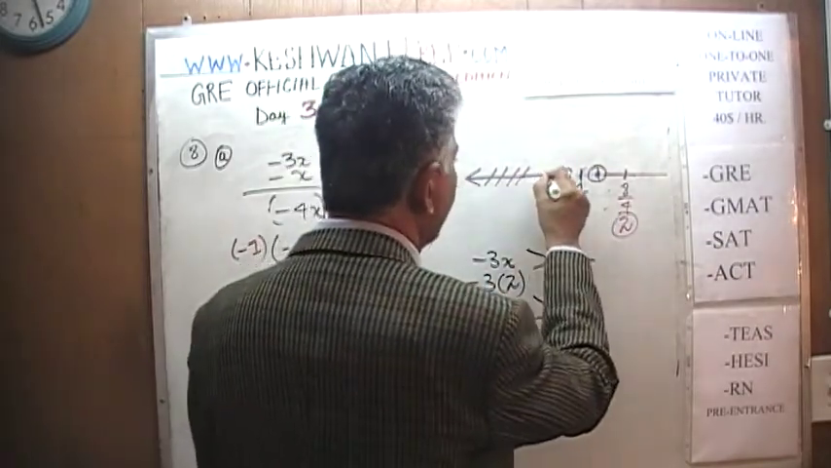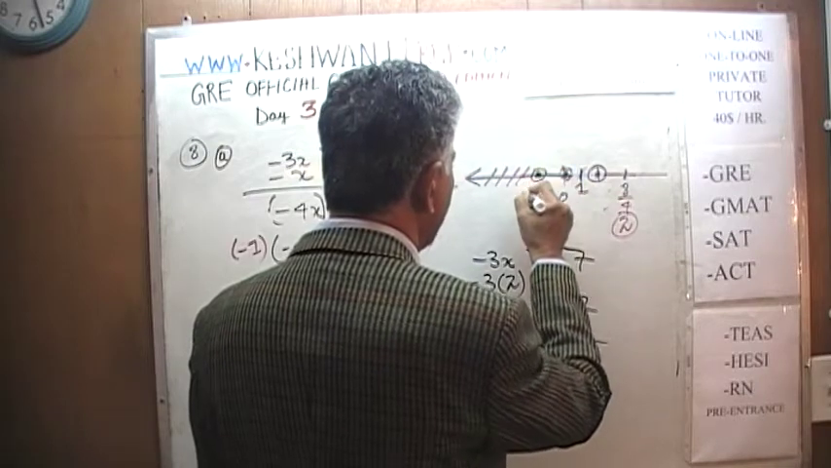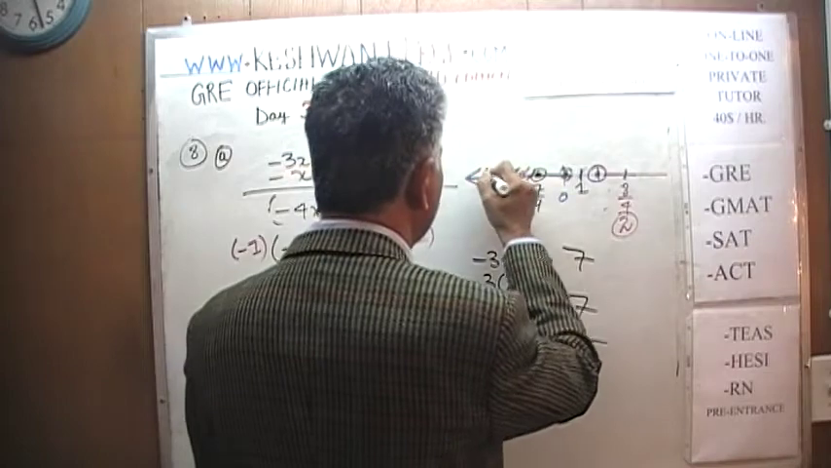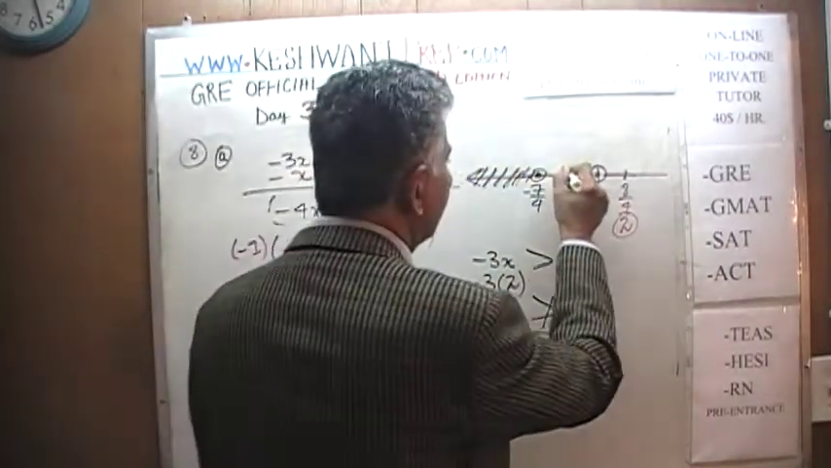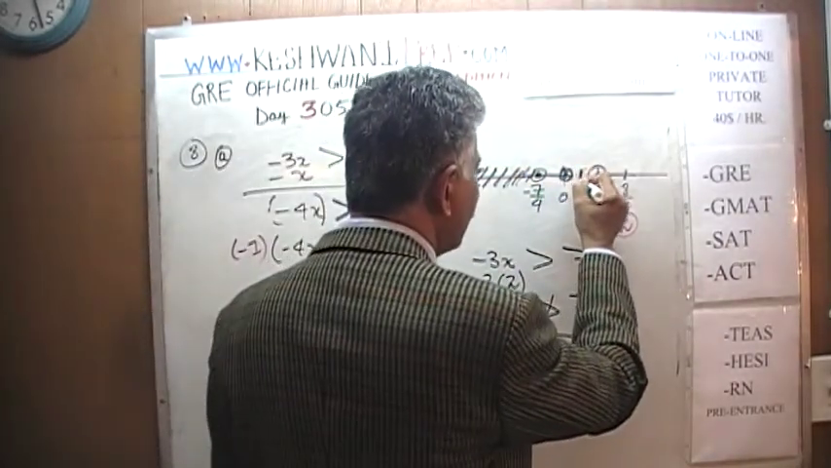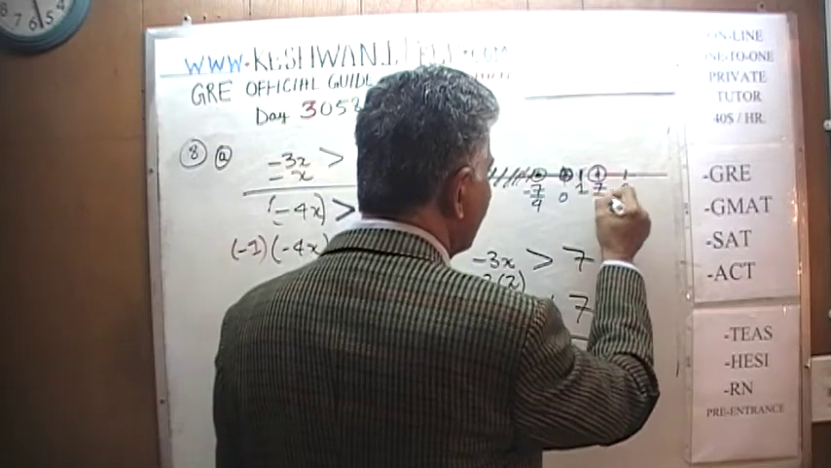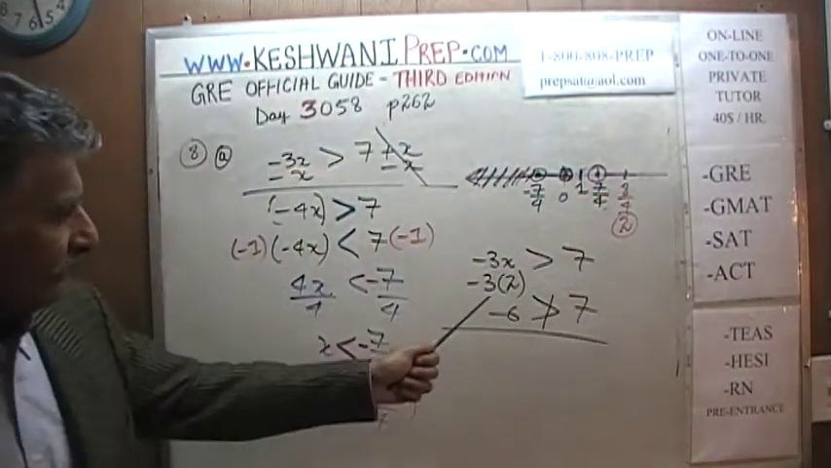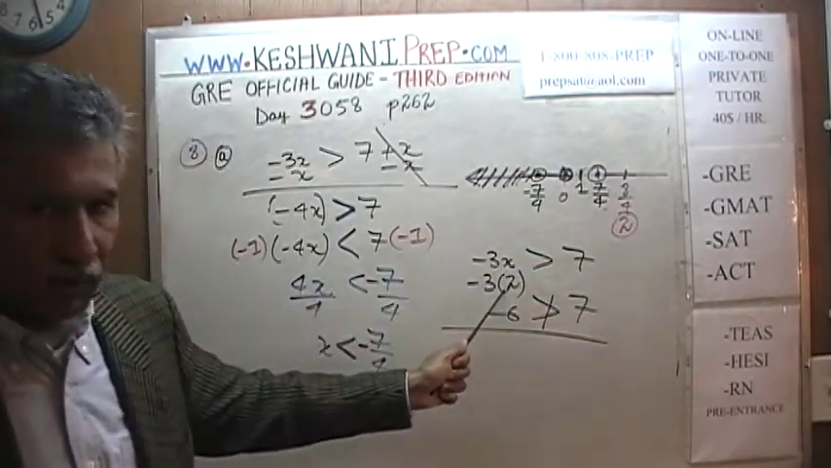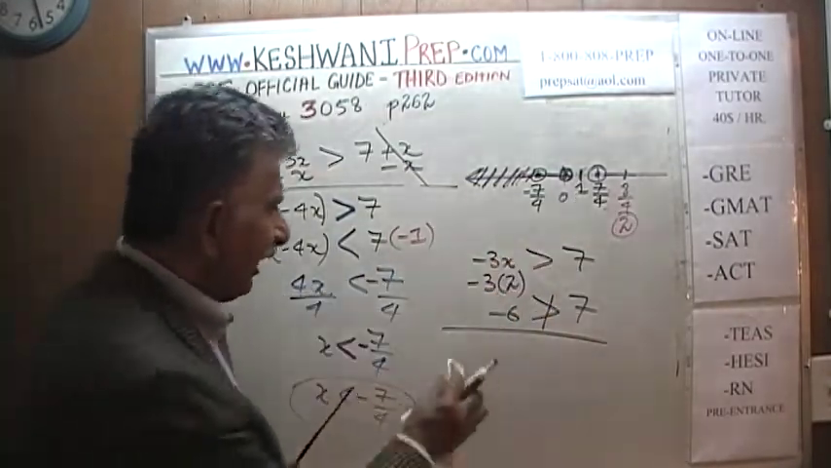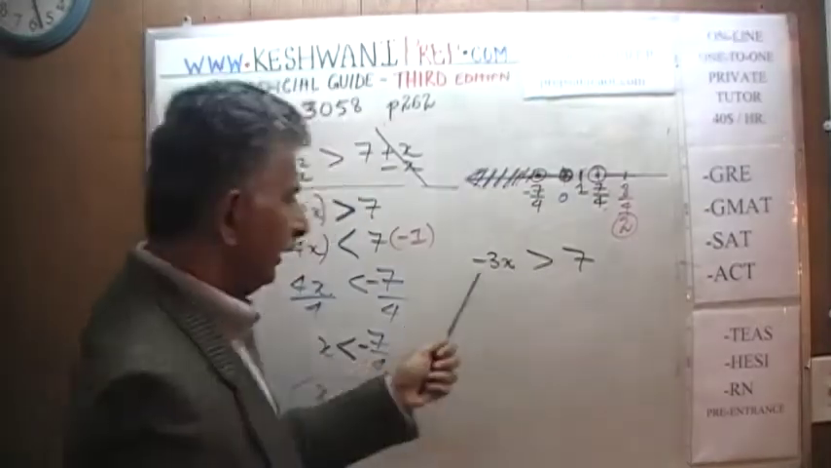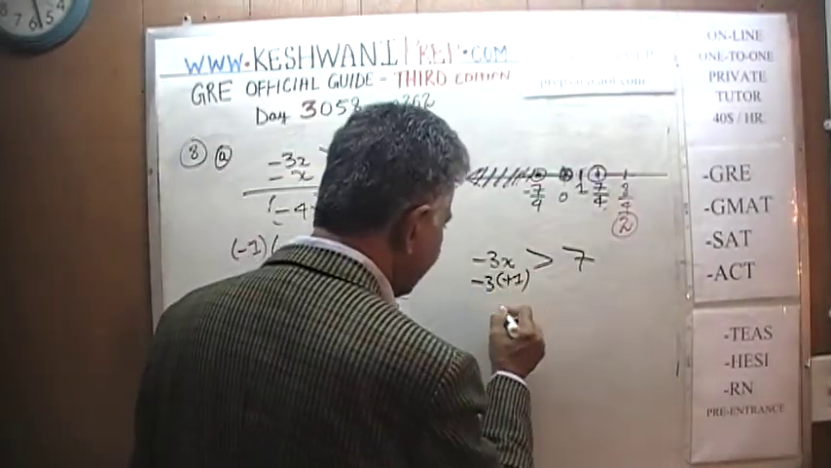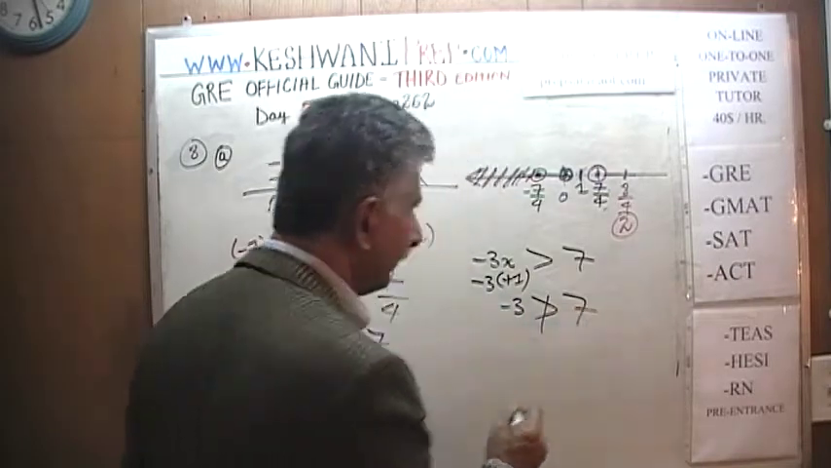7/4 would be somewhere here. Negative 7/4 would be somewhere here. And the solution set is up to here only. Which means 0 should not work out, 1 should not work out, 7/4 should not work out. These are all outside. As you can see, when we put in 2, it did not work out. If you put in 1, it will still not work out. 3 times 1 is negative 3, and negative 3 is not greater than 7.